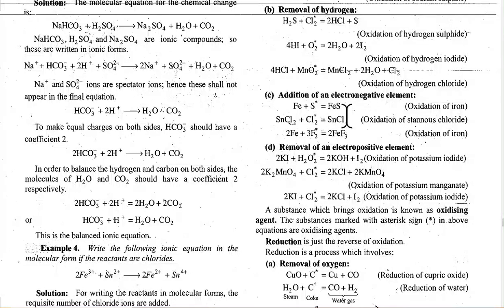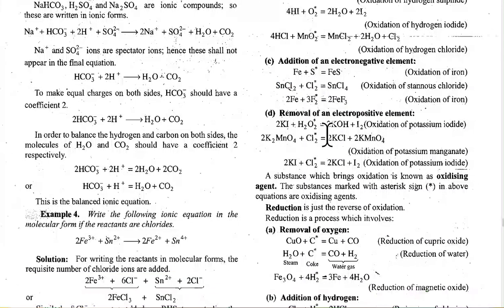Addition of electronegative element, there is an equation Fe plus S. Iron, when it reacts with sulfur, will give you iron sulfide. Here oxidation of iron is taking place, because electronegative element sulfur gets attached with iron, so this is called oxidation of iron. Here SnCl2 reacts with Cl2 and is converted into SnCl4. Cl we know already always contains negative charge, so it is an electronegative element. So electronegative element is added into SnCl2 and gets converted into SnCl4. So this is called oxidation of stannous chloride into stannic chloride.